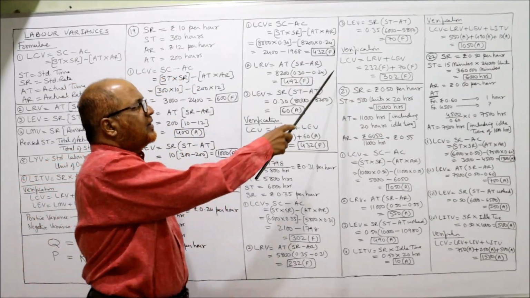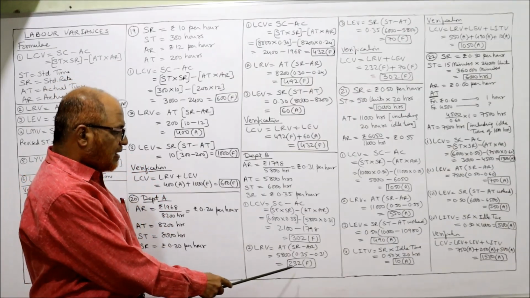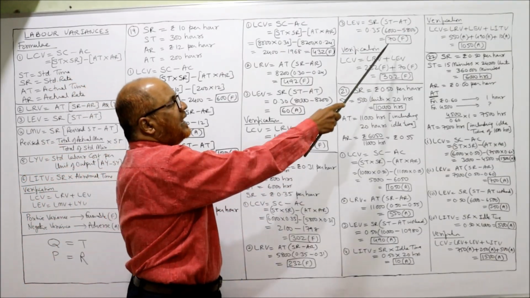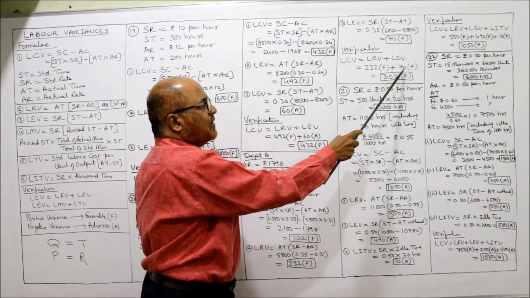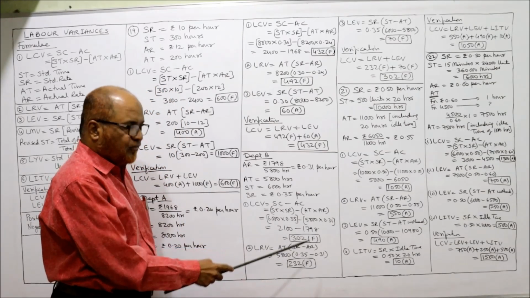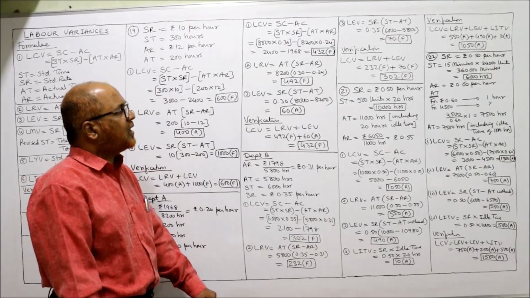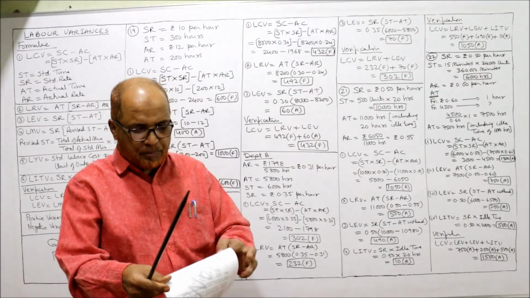Now verify whether we have done correctly or not. LCV is equal to LRV plus LEV. LRV 232 favorable. LEV 70 favorable. Both are favorable. So 232 plus 70, 302 favorable. Check, do we have 302? Yes, 302 favorable. That means our calculations are correct. 20th problem completed. Now 21st problem.